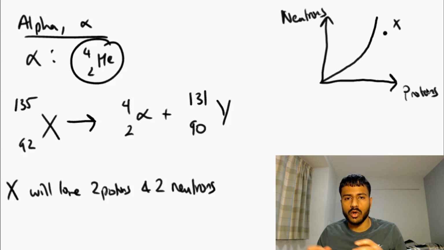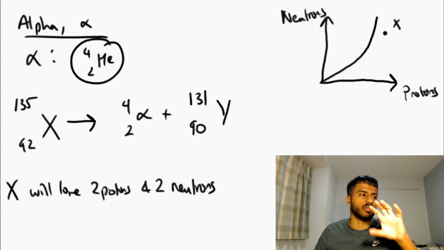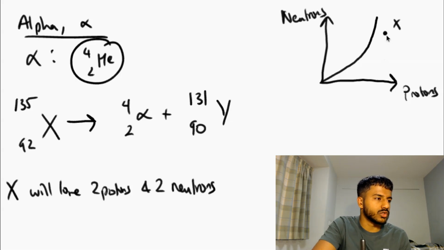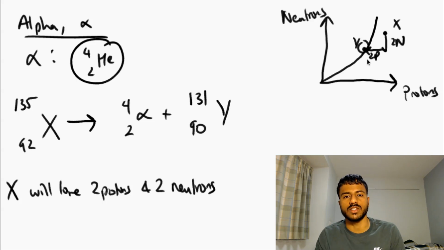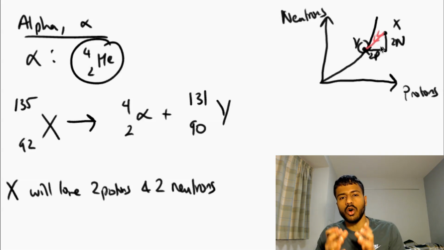So if we look at our graph of nuclei with a certain number of protons and a certain number of neutrons, if element X was there and it were to lose 2 neutrons and then lose 2 protons, it would decay into this stable element Y, which lies on the line of stability. So this line here would represent the decay of this element.